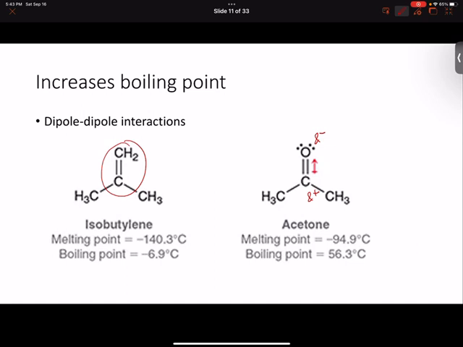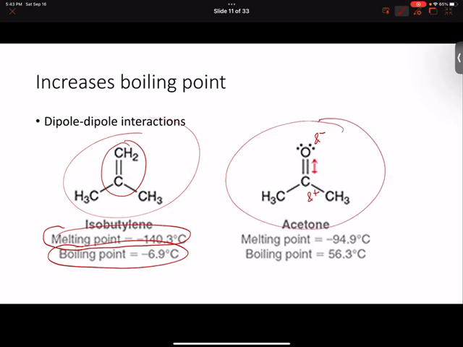And you can see in the numbers below how melting point and boiling point are affected by dipole-dipole interactions. You can see this molecule that doesn't have any dipole interactions has a boiling point of negative 6.9, but the one that has dipole-dipole interactions has a boiling point of 56.3.